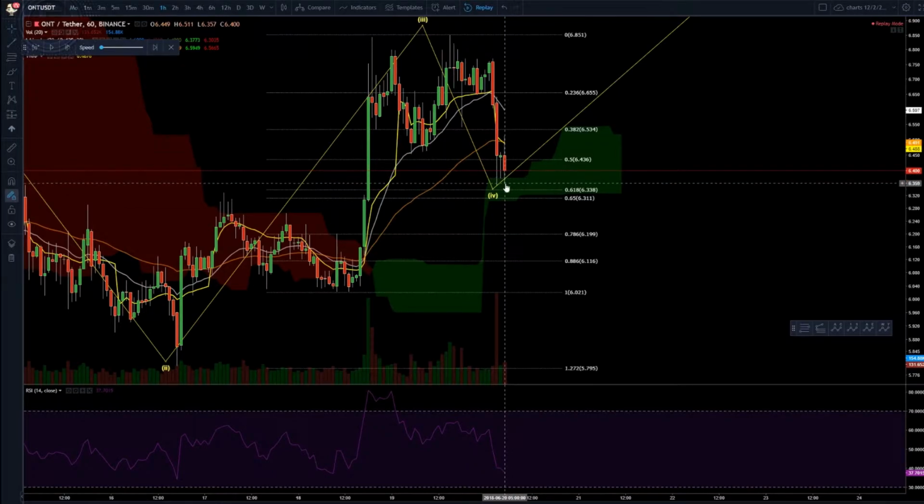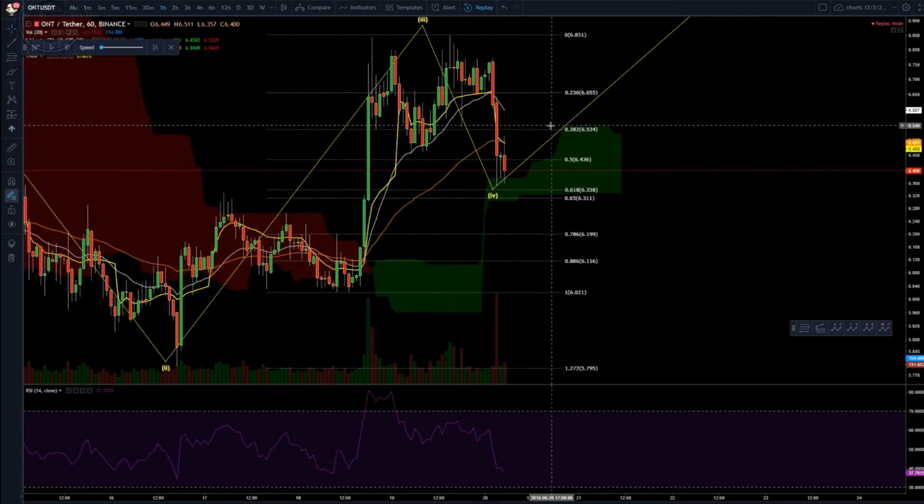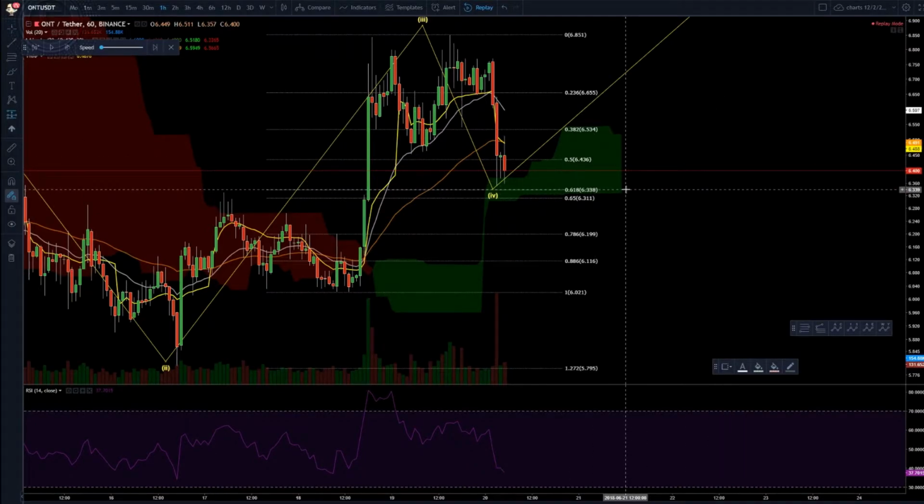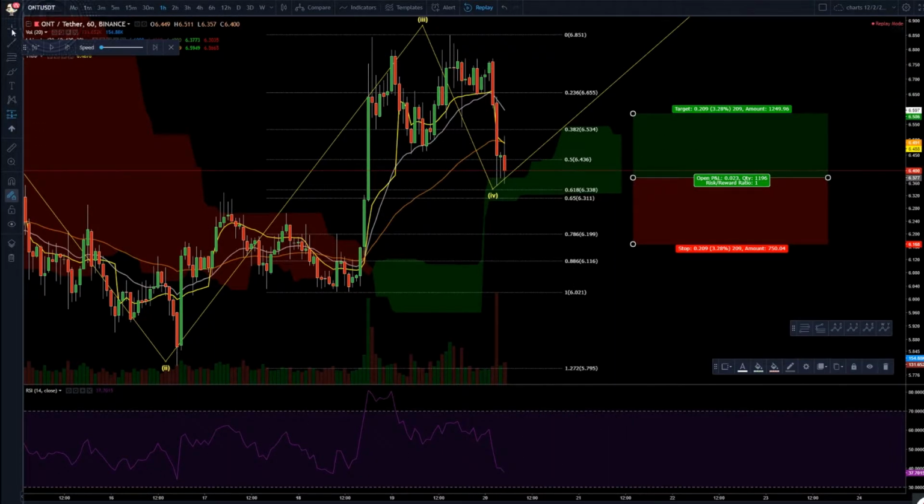I just put my order here because of the wicks. I didn't even know if I would get picked up, but I put my order here, and I got picked up. It went a little lower, and then my initial risk level was something like this. So I wanted to buy on the cloud. Here you have the cloud, so I wanted to buy right around there.